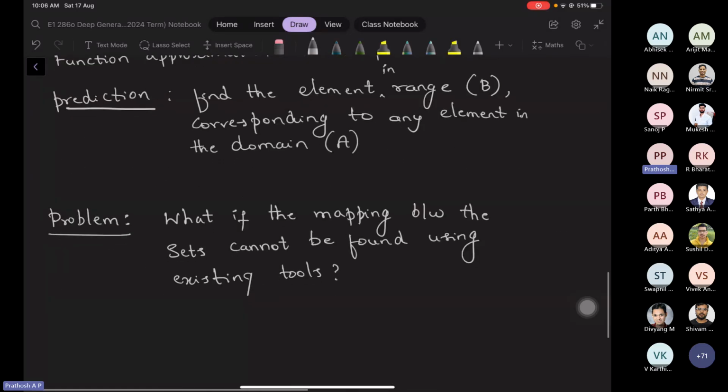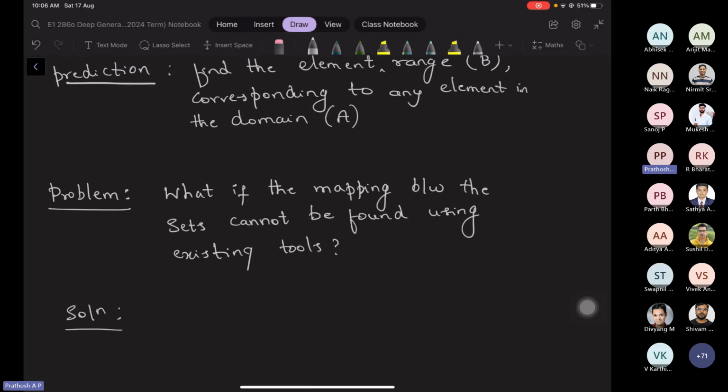Now, the problem is, as he was pointing out, if you cannot find the functions for the relationship between the elements of the range and the domain, if you cannot express those relationships using existing mathematical tools, what do you do? The solution, just as in the example I gave you, is that calculus was discovered. So come up with new mathematical tools. This is how probability theory is motivated.